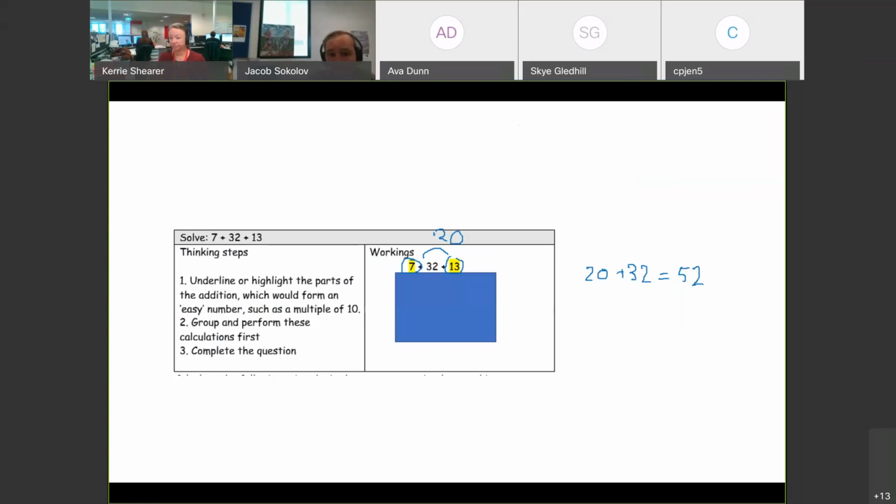Yeah, and it's just a strategy to make things easier because it's easier to work with 5s and 10s. Who finds that in the chat?